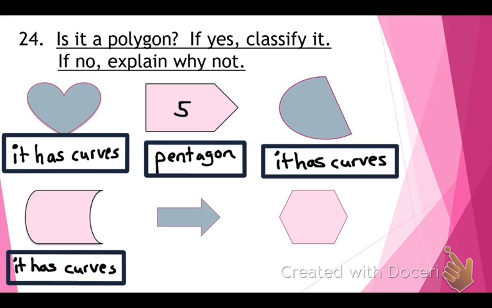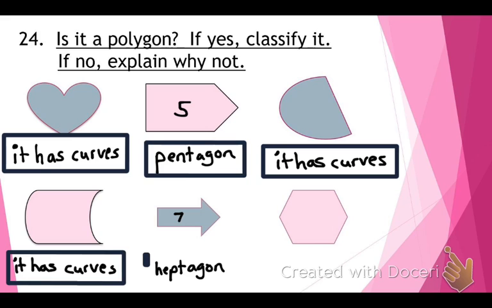Yes. Remember, a polygon just means it's a figure or a shape. It's going to be some kind of shape that has straight lines, okay? So how many lines does this one have? 7. Okay, so what's it called? Heptagon.